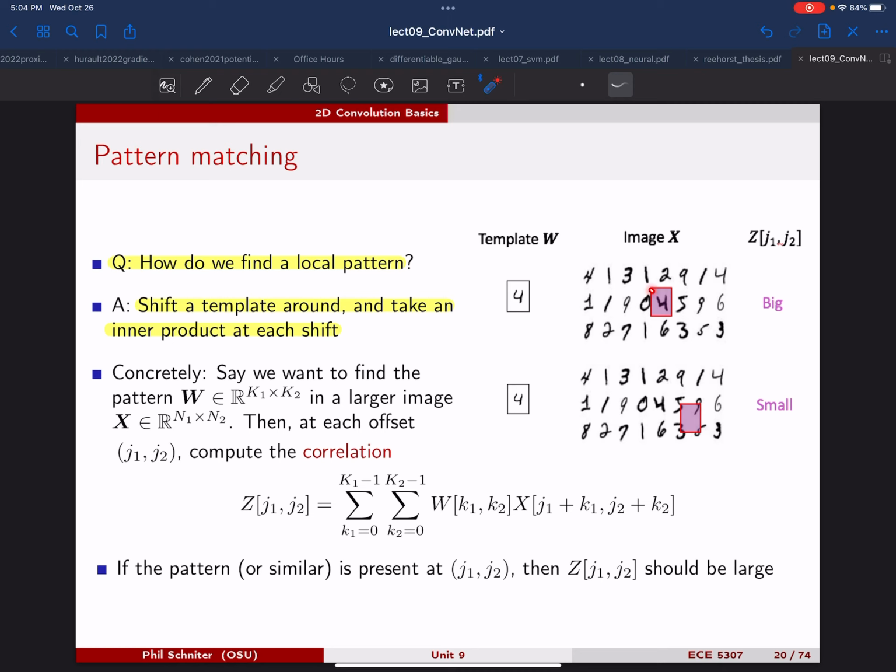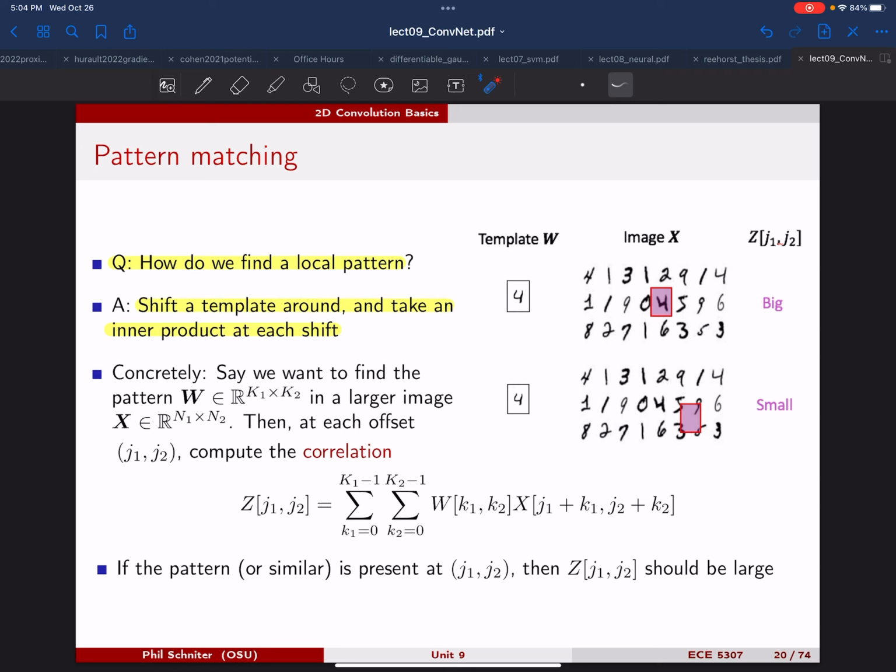For example, if that template was located over here, we would expect to get a relatively big output because this thing looks quite a bit like our template. On the other hand, if the template was in other locations, we get something, but it wouldn't be as big. So once the template is at a certain location, we do a pointwise multiply between the elements in the template and the image below, and sum them all up. And if you remember, that is what the inner product between matrices is: a pointwise multiply of the matrices, and then just sum all the values.